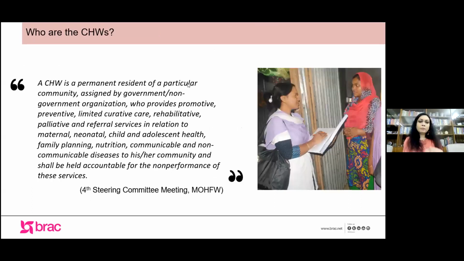So the major vehicle of our service is community health workers. How we define a community health worker: she should be a resident of the community, and she should be assigned by either the government or a non-government organization, and she will provide preventive, promotive, and some basic curative and rehabilitative care services, and she should be accountable to the community.